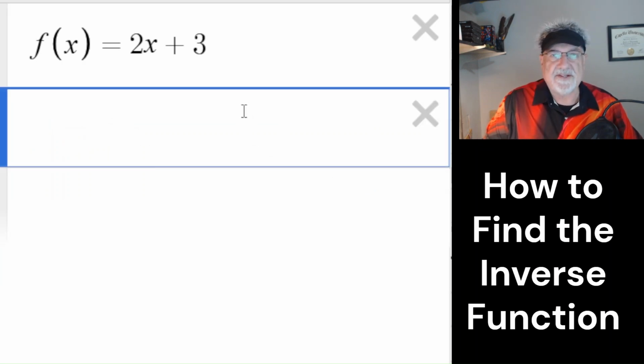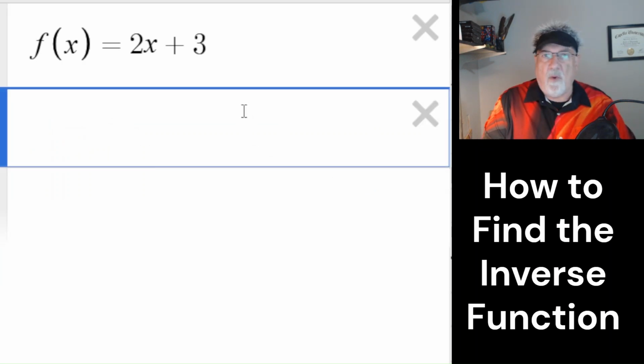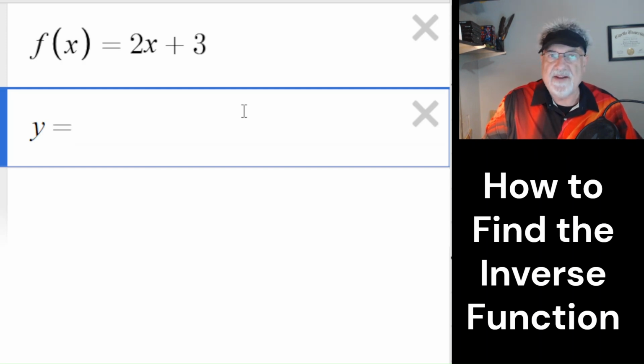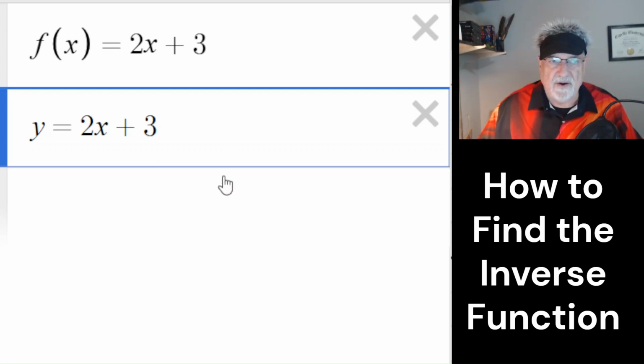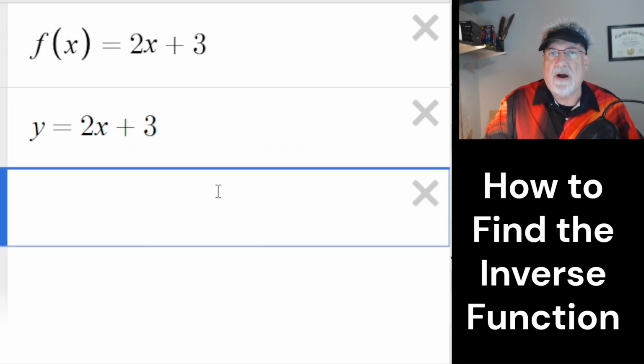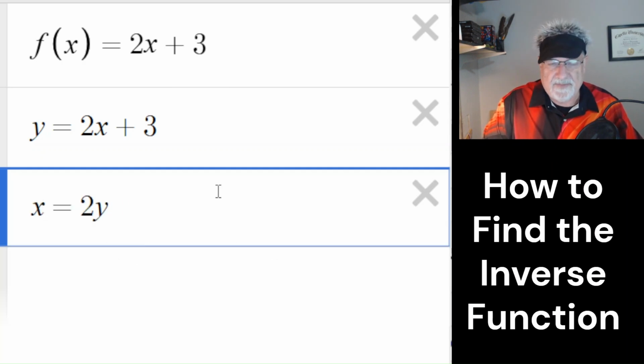So in this case, you know that y is the same thing as f of x. So we say y is equal to 2x plus 3, and that's the actual function. Y and f of x are the same thing, just slightly different nomenclature, different meaning. We can cover that in a different video. But what you do is you swap places with x and y. You say x is equal to 2y plus 3, and then you solve for y.